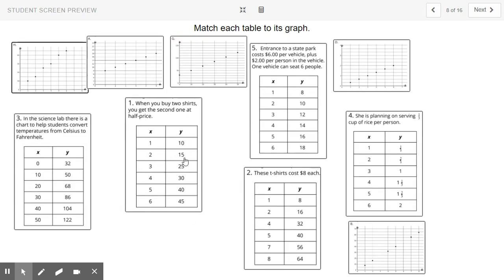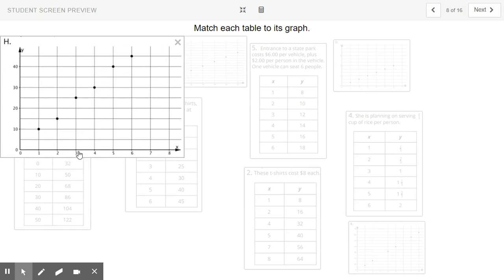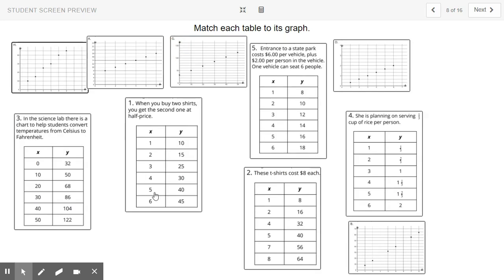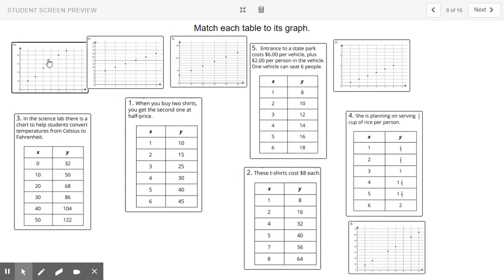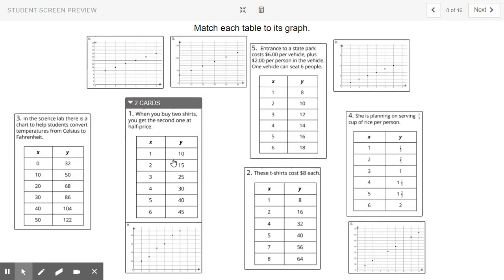So it goes (3, 25), there's 20, 25. Hey, how did we get so lucky? It looks like it is going to match up, right? (4, 30), then it was (5, 40) and (6, 45). So hey, these do match up. So I'm going to go ahead and put H and 1 together. Okay. So that's literally all you do.